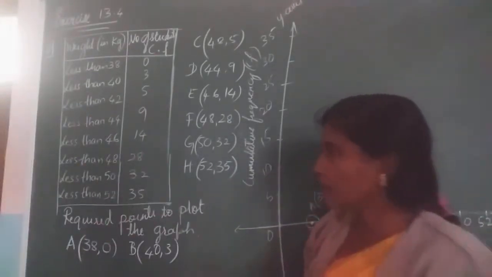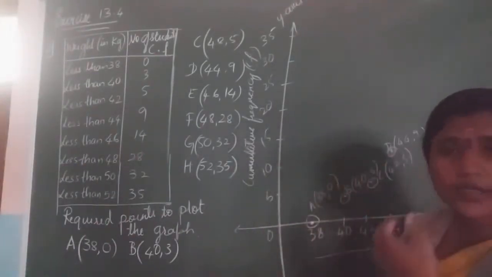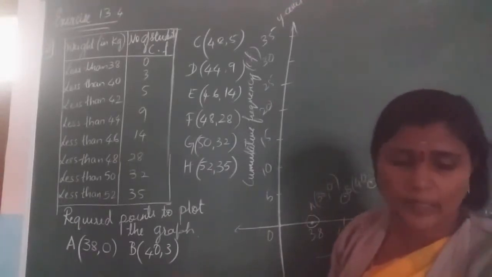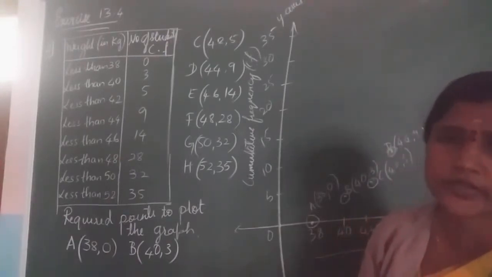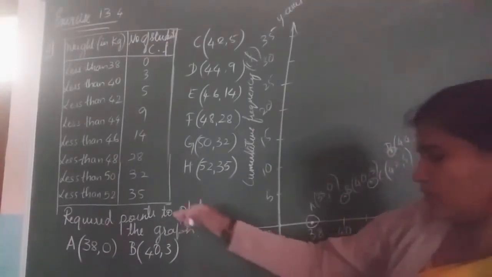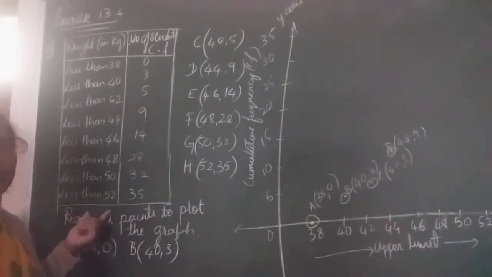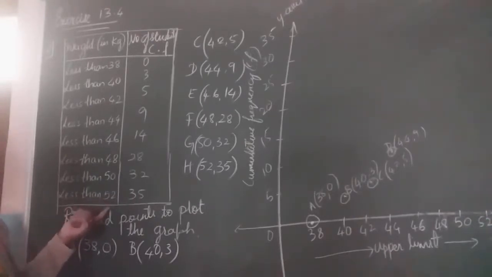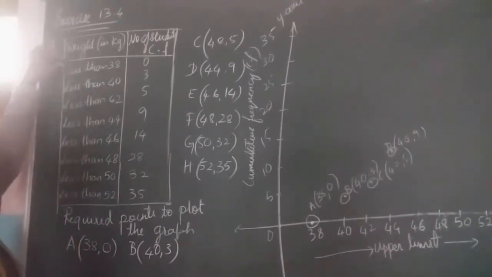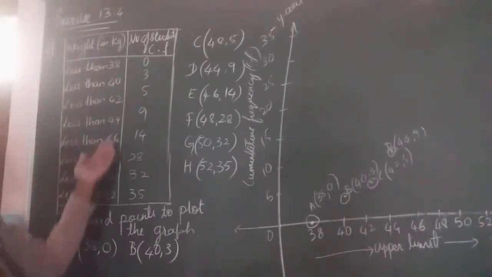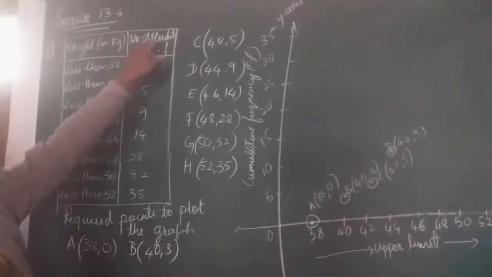So here they have given that during a medical checkup they have checked 35 students and recorded the weight of those students. They have given it in terms of a distribution table that is already converted, because here it is not a class interval. Here it is converted into less than 38, less than 40, less than 42. These all are the upper limits here, and they have given the number of students here.